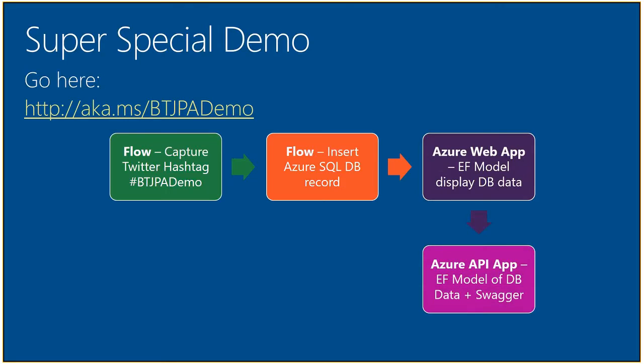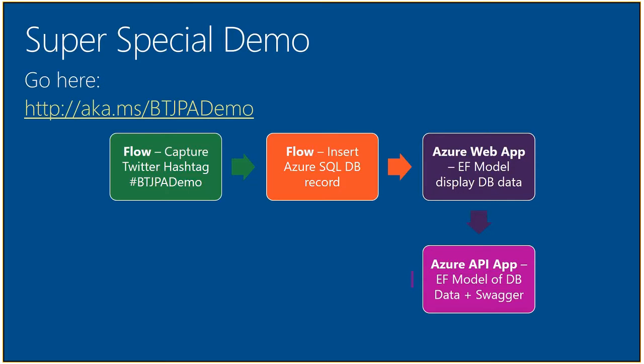We then said, hey, let's take that exact same Entity Framework model and go ahead and create an Azure API app. And the nice part here is that, guess what? We can add Swagger to that Azure API app. And once I deploy that out to Azure, I have a way to make some REST calls against this Azure database and be able to create, read, update, delete records inside of there.